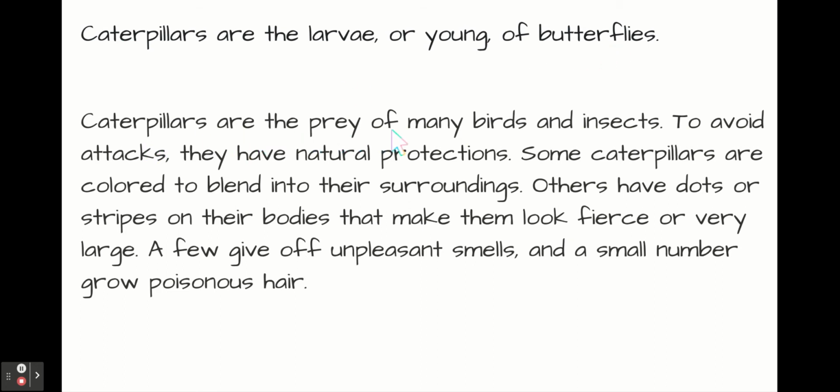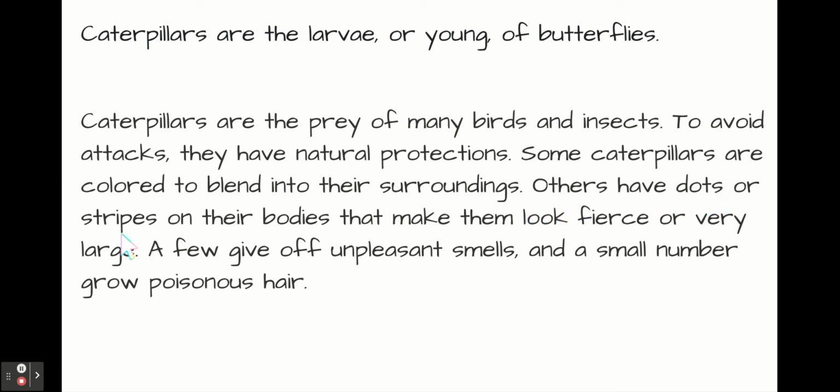Caterpillars are the prey of many birds and insects. They don't want to get eaten, so to avoid the attacks, they have natural protections. Some caterpillars are colored to blend into their surroundings. What is this called when something is blending into something else? Camouflage, good. So they're protecting themselves from the birds and the insects.